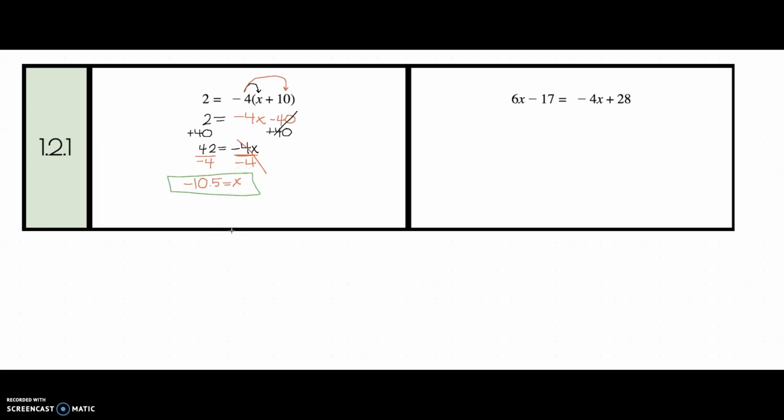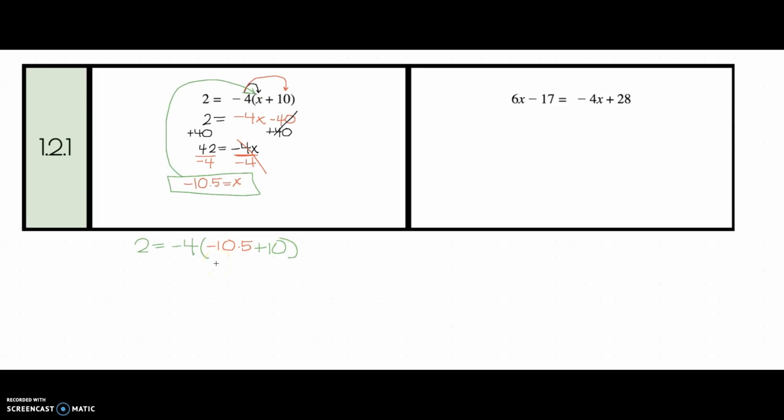If I wanted to check my work, which is a question on your test, and it's a good habit to get into either way, all I need to do is take my answer, this -10.5, and plug it in to my x in my original equation. So I'm going to do that below. I have 2 equals -4, parentheses, and then wherever I see an x, I want to put my answer, which was -10.5. Then I have plus 10 in the end of my parentheses.